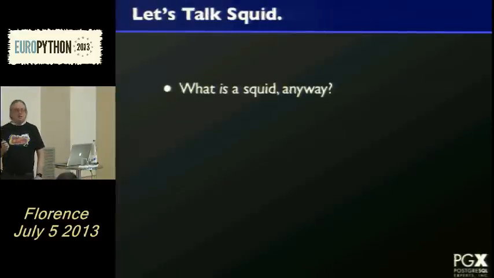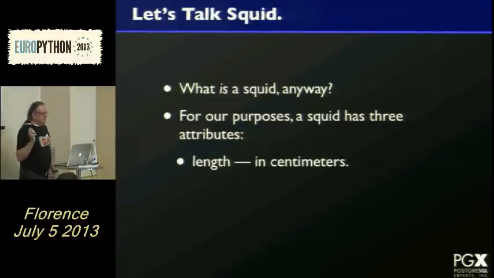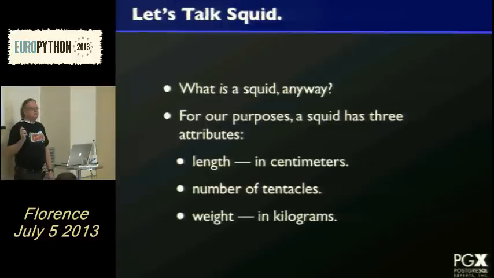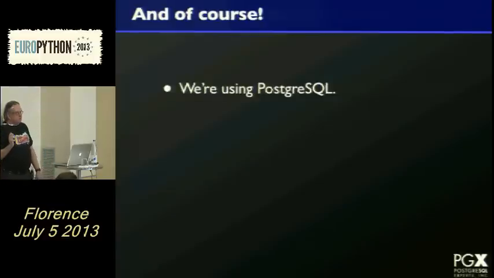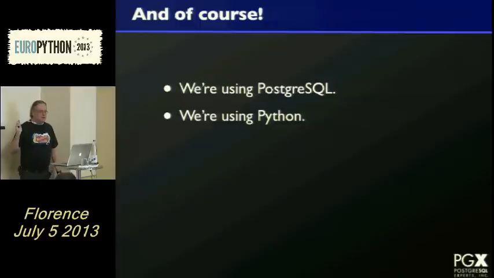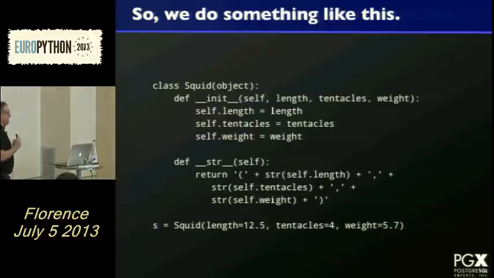So what is a squid? I mean, conceptually, what is a squid? For the purposes of this talk, a squid has 3 attributes. It has a length in centimeters, a number of tentacles, and a weight in kilograms. Those are the defining characteristics of a squid. And of course, we're using Postgres because I work for a company called PostgreSQL Experts, so duh. And we're using Python because, well, I'm going to talk about Ruby here. And we're using Psycopg2 because there's really no other intelligent way right now to talk to Postgres from Python.